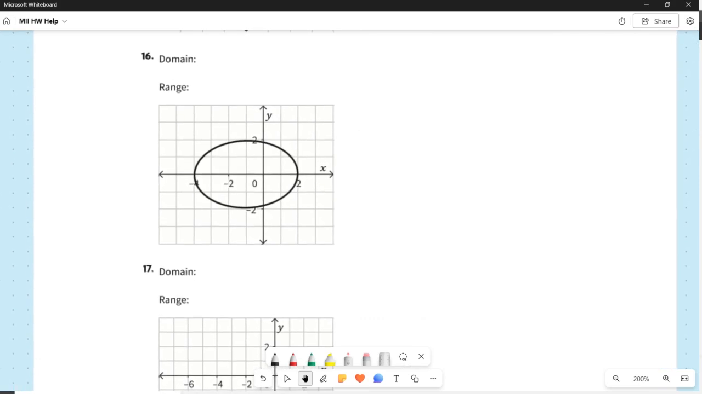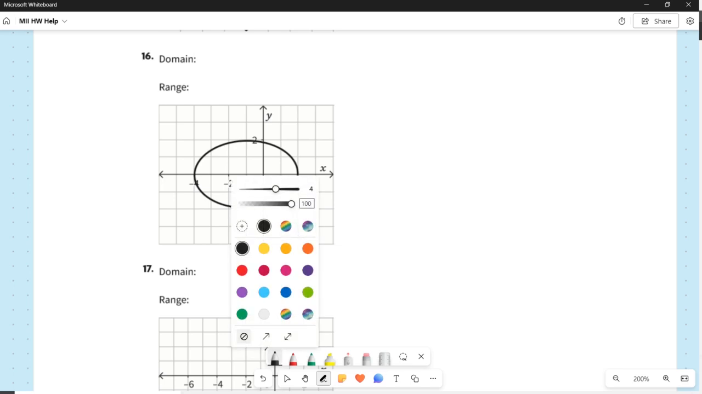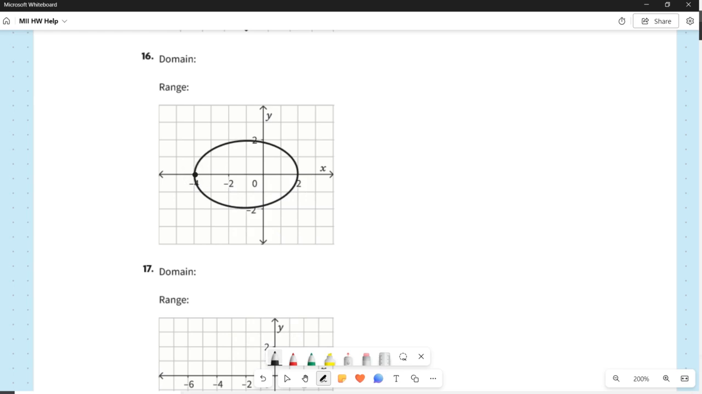Next question was 16. Again, we're looking for the domain and the range. So our domain here, our lowest possible x value is right there, right? So that is the point on this graph where there's nothing over here. This is just blank space. So our lowest possible x value is that right there, which is -4.